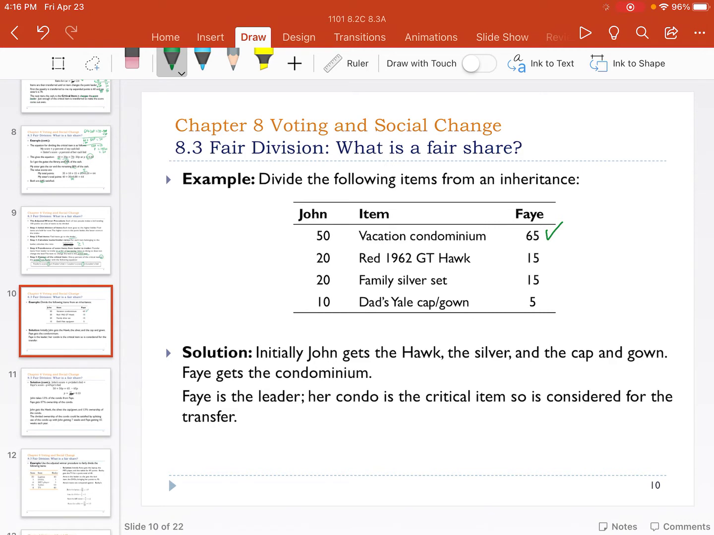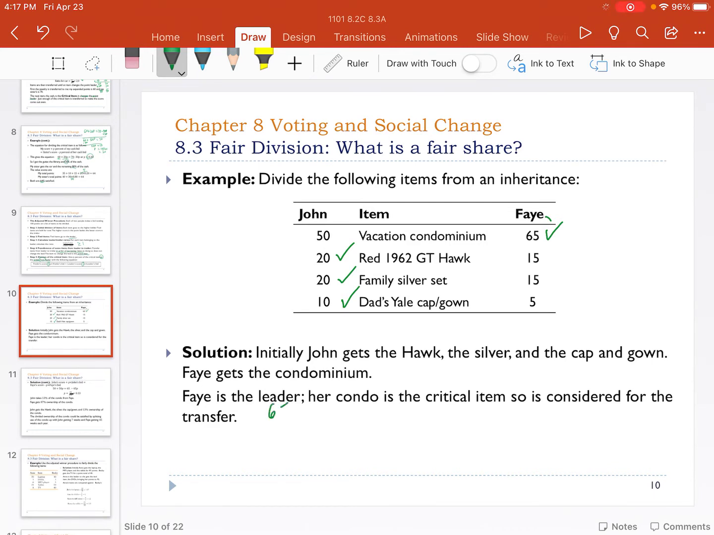And so, first of all, we take a look and see who wins the head-to-head battle, so to speak. And right now, Faye has won the condominium. They both thought it was very heavy on the points, but then John saved just enough to get the car. I believe that's a car. And then the silver set, and then the Yale cap and gown. So 3 items out of 4, but they're not as big ticket as the other would be.